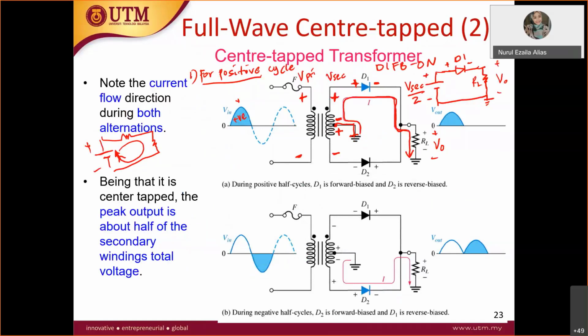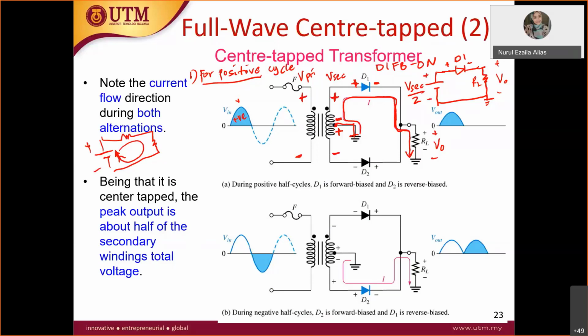Who has a problem now? Please ask now so that I can continue. All of you understand? Clear or not? Yes, Doctor, clear. Okay, great. V secondary over 2, and that is V peak, right? Yes, everything is peak value. All right, so V secondary over 2.